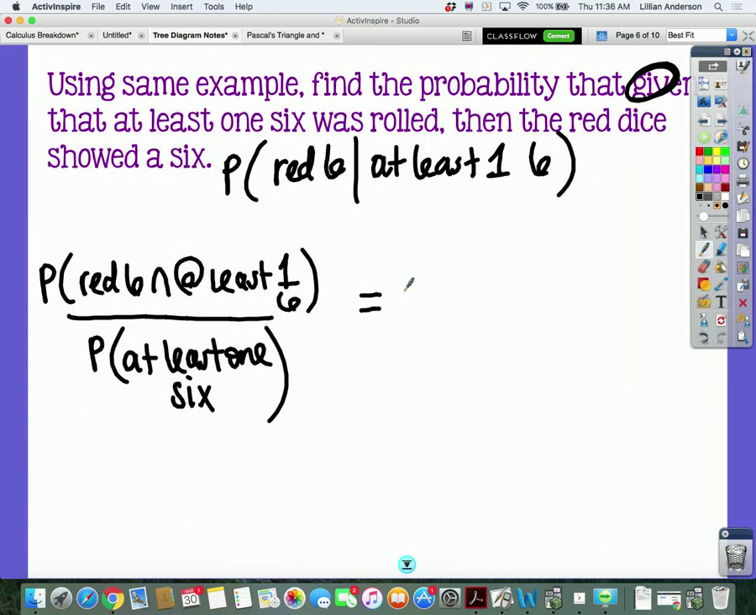So that is our numerator. And we already answered the denominator in one of the previous questions. What's the probability that at least one 6 is rolled? So all you do is flip, and realize that the denominators are going to go away.